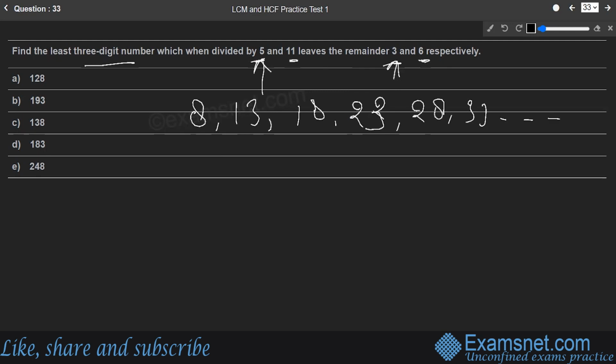Now, the number should not just meet this condition. It should meet the other condition as well, which says the number when divided by 11 should leave a remainder of 6. So let us check which is the smallest such number. If we check one by one, it's going to be 28. If you divide 28 by 11, we get 6 as the remainder, because 11 times 2 is 22 only. So 28 is that common number.